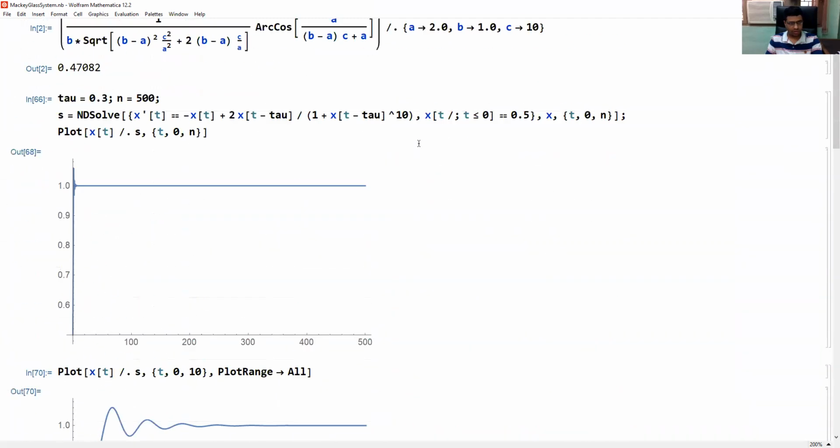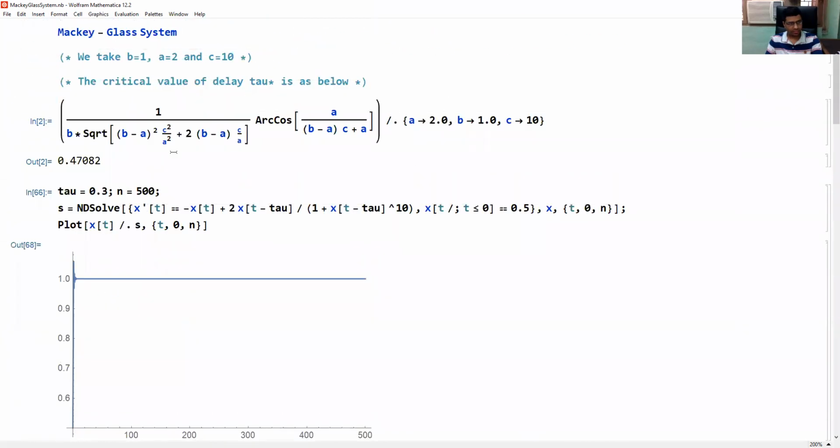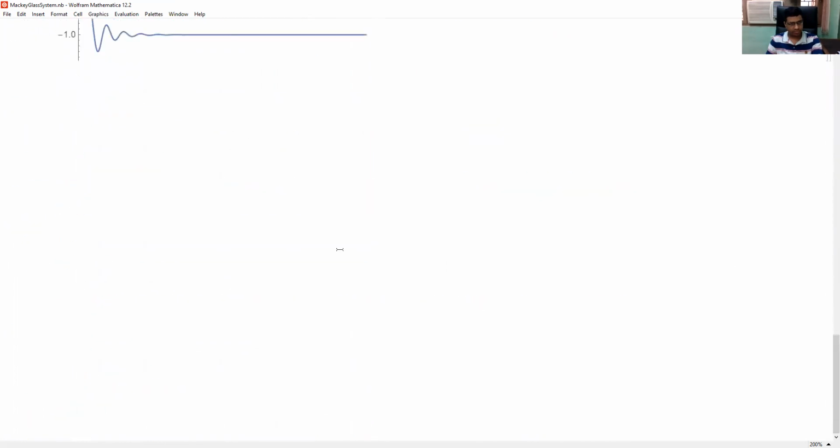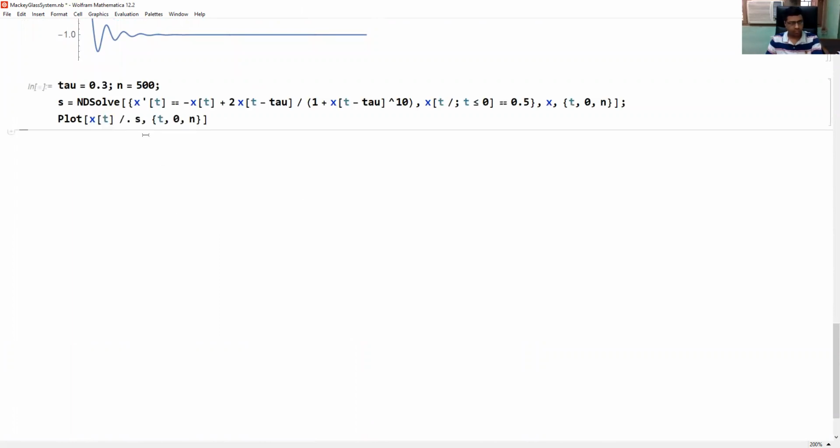Now let us select tau which is bigger than this value 0.47. Let us take tau equal to 1.